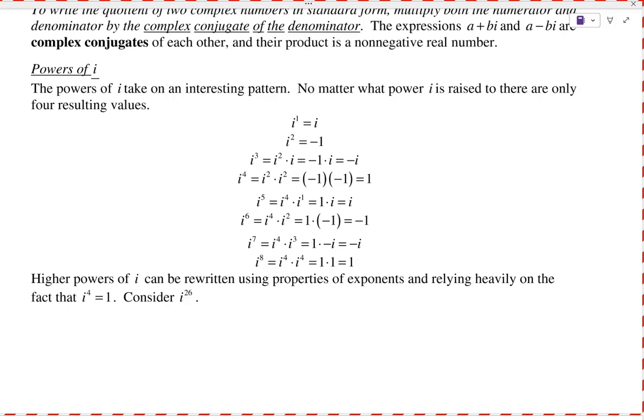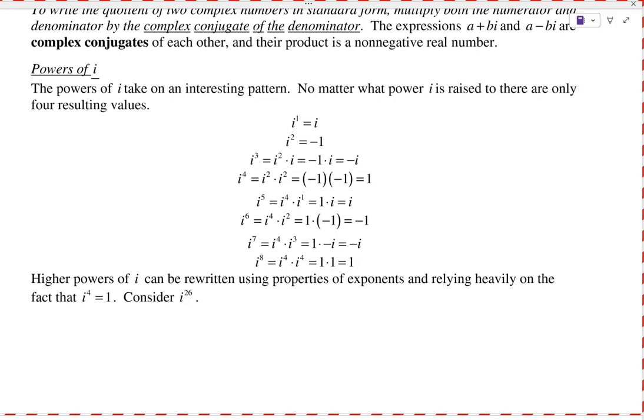We go through the same computations for i to the seventh. We end up at -i. Do the same computations for i to the eighth. We end up at 1. So notice it's the same pattern: i, -1, -i, 1. i, -1, -i, 1 every single time. So it repeats every 4.